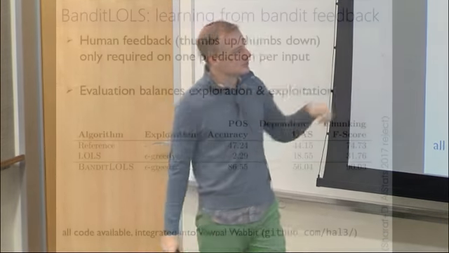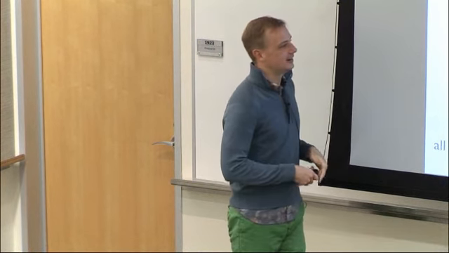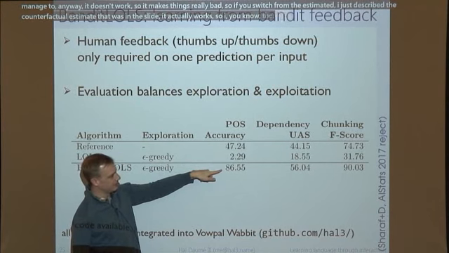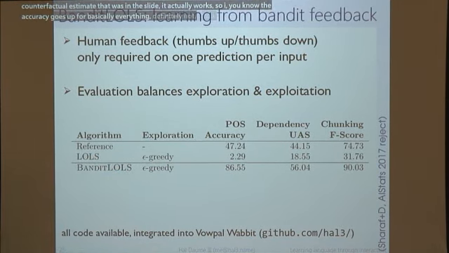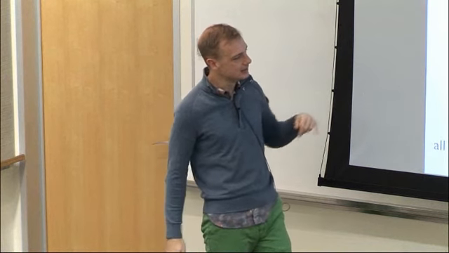So if you switch from the estimate that I just described to the counterfactual estimate that was in the slide, it actually works. The accuracy goes up for basically everything. Definitely not to the point of state of the art had you had supervised data. But here you're basically getting one feedback bit per example, not per word or something, so the amount of feedback is substantially lower.